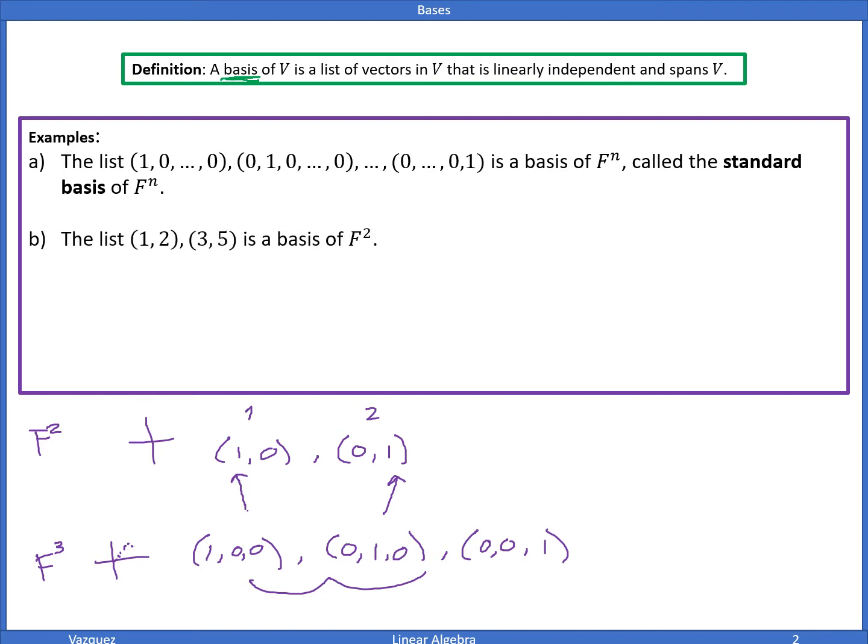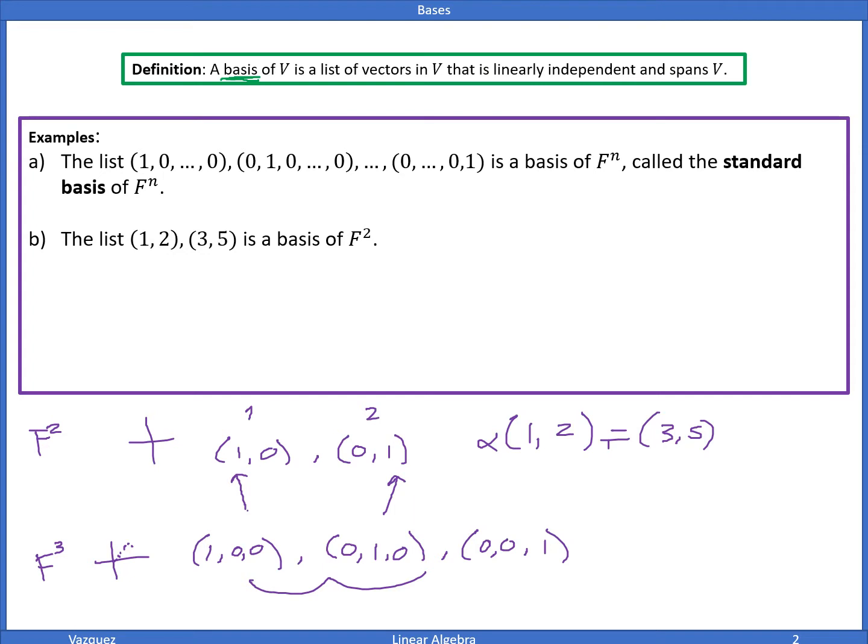Another example. Here's a basis of F^2: (1, 2) and (3, 5). How do we know they're linearly independent? Well, there's no scalar alpha such that alpha times the vector (1, 2) would equal (3, 5). So that's how we know they're linearly independent, and so they're a basis of F^2.